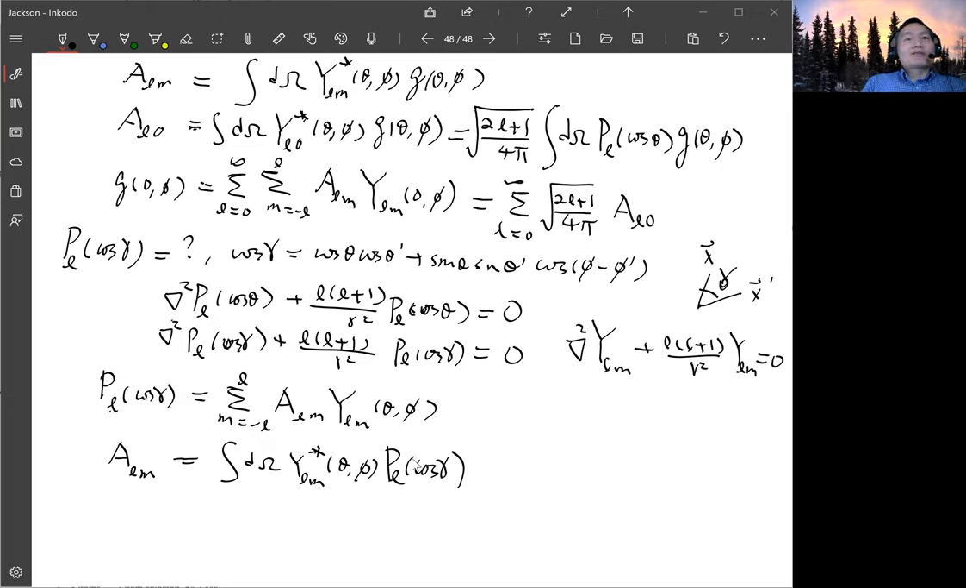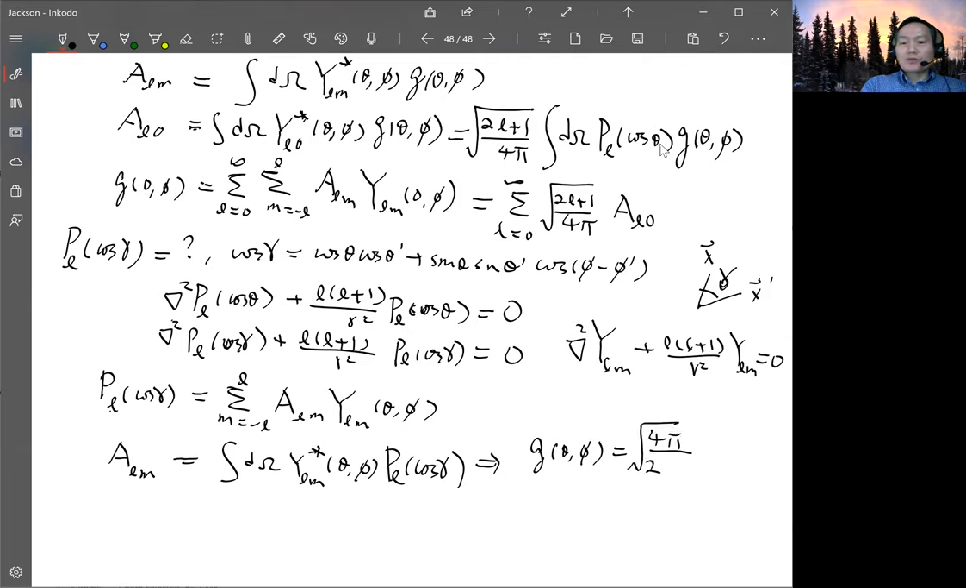Comparing this relationship with this relationship implies that the function g, as a function of theta and phi, is this coefficient divided by, so it's 4 pi over 2l plus 1, multiplied by Y_lm star of theta and phi. I should actually say this is not theta, because in this situation this theta is this theta. This function actually depends on gamma, so I should symbolically write this as gamma.